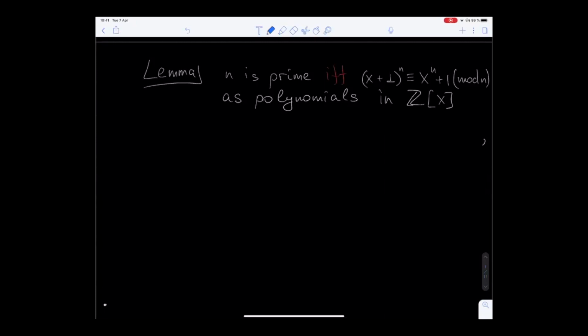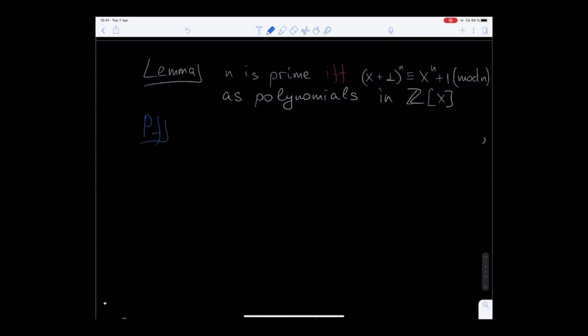And basically it amounts to saying that n choose k is 0 mod n for every k equals 1, etc., n minus 1.